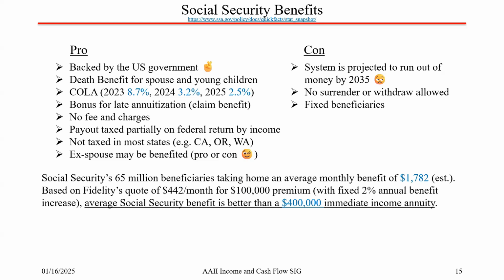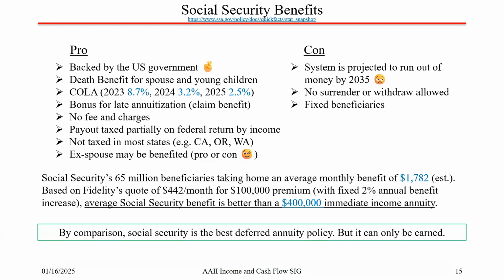Okay, so here's a comparison. Taking an example of an average $1,782 a month, which I got from the internet, and you compare this with Fidelity's quote. I used their 2% annual adjusted quote. The average Social Security is worth a $400,000 immediate income annuity. So that's not a small potato.